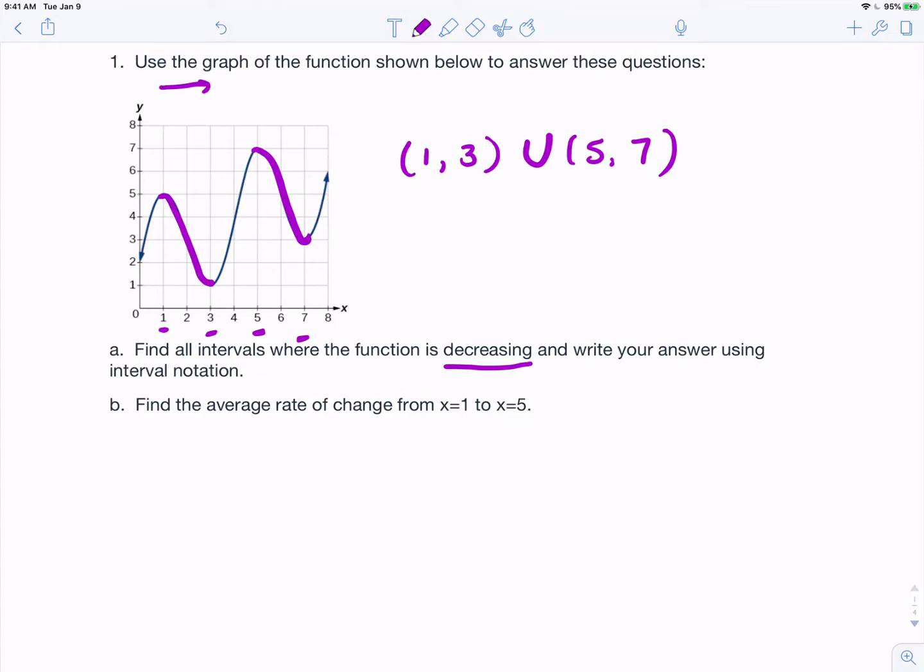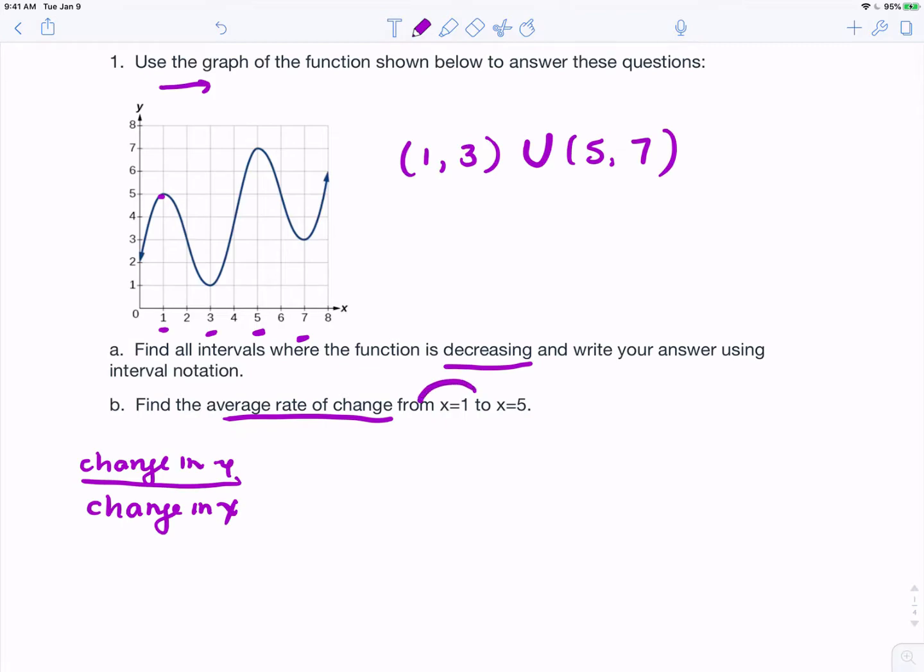Next, find the average rate of change from x is equal to 1 until x is equal to 5. All right, so remember, average rate of change is just a fancy word for slope. So average rate of change is a change in y divided by the change in x. All right, so when x is equal to 1, the graph of the function goes to the point (1, 5). And when x is equal to 5, the graph of the function goes through the point (5, 7).